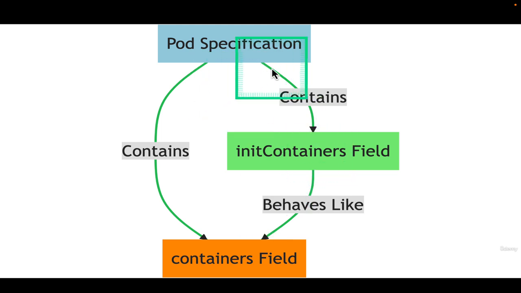So we have a pod specification which contains the init containers field, and it's the same as the containers field, but it will be initialized first, one by one. So the pod specification contains both init containers and containers, and however you define the order in the YAML file, they will run in the same order.